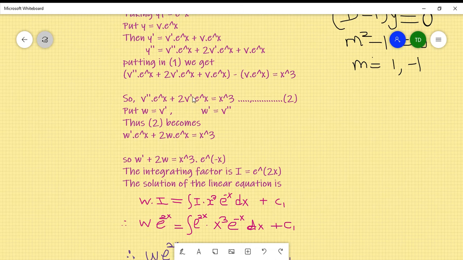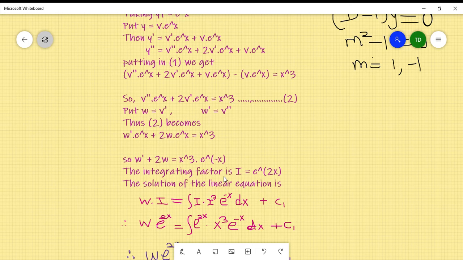There is no term in v, so we can call v' as some other variable. Here we put it as w, and its derivative will be w', meaning v''. We substitute this in equation 2, which becomes w' e^x + 2w e^x = x³. Let us divide throughout by e^x so that we get w' + 2w = x³ e^(−x). Now this is a linear differential equation, with dependent variable w and independent variable x.